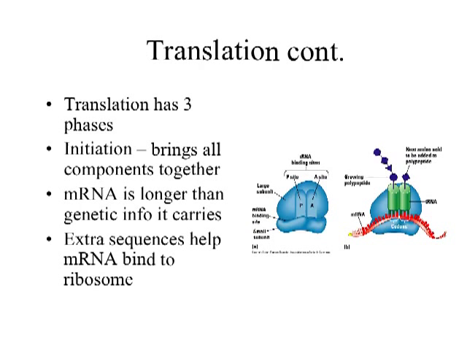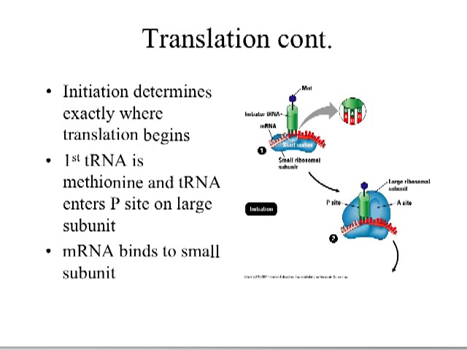Of course, just like transcription, translation also has three phases. Okay, so our first phase is initiation. In initiation, we're going to bring all of these components together that we need in order to translate the mRNA into a protein. Remember, the mRNA is longer than the genetic code that it carries, because it has those caps and those tails that are going to basically help the mRNA hook up to ribosomes and get where it needs to go. During initiation, we're going to determine exactly where the translation is going to begin.